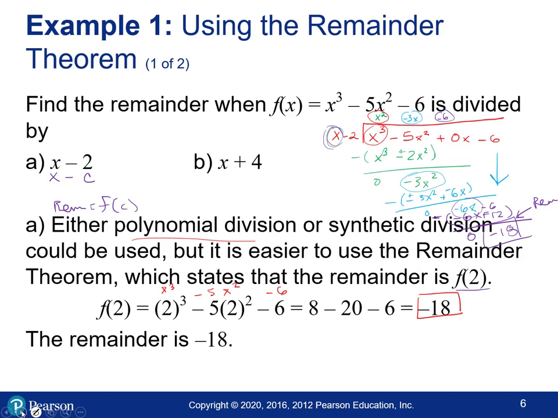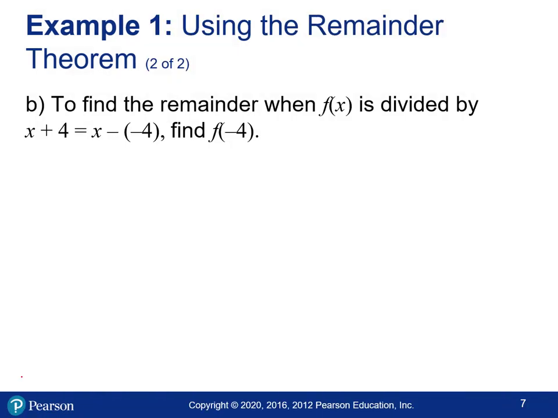Alright, now let's do this again with the other one, x plus 4. So the only difference on this one is that you have to rewrite the divisor. So our divisor needs to be of the form x minus a number, because then that number goes into our function to give us our remainder.